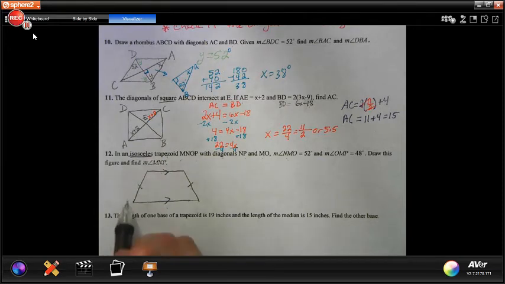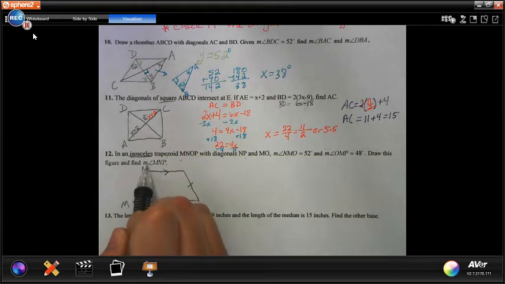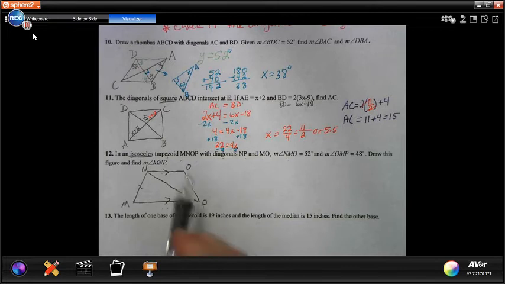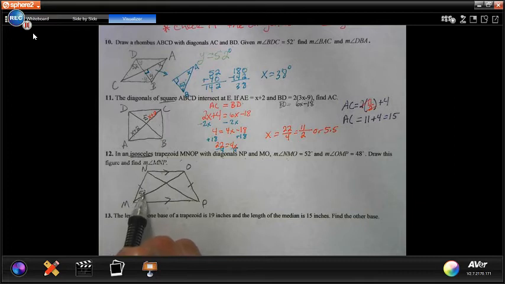MNOP. Remember, it goes around either way, but pick a corner and letter it going around. The diagonals are NP, so let's just draw that in. And MO. There we go. It says measure of angle NMO is 52.